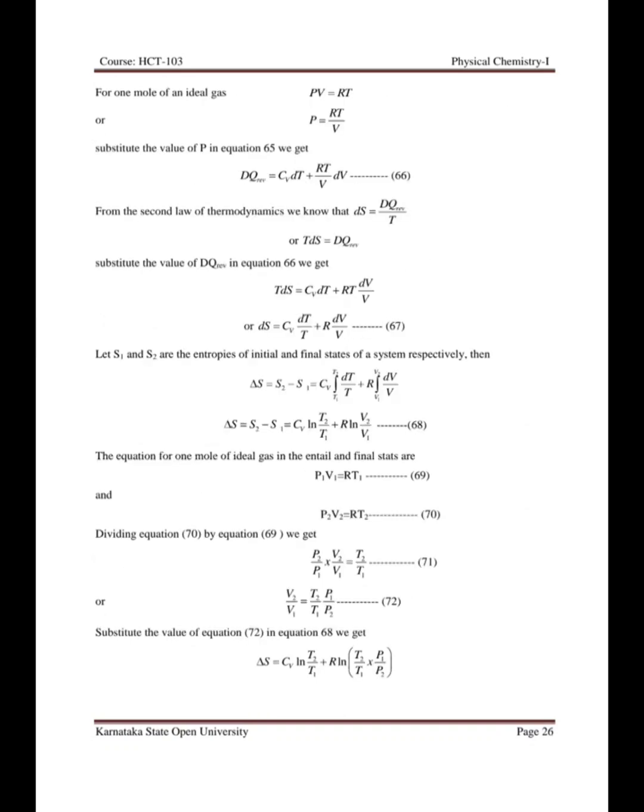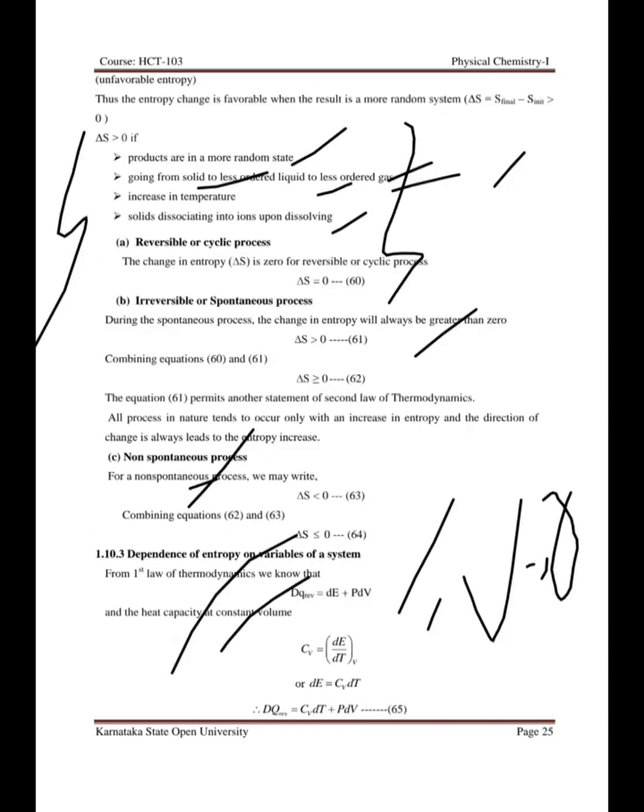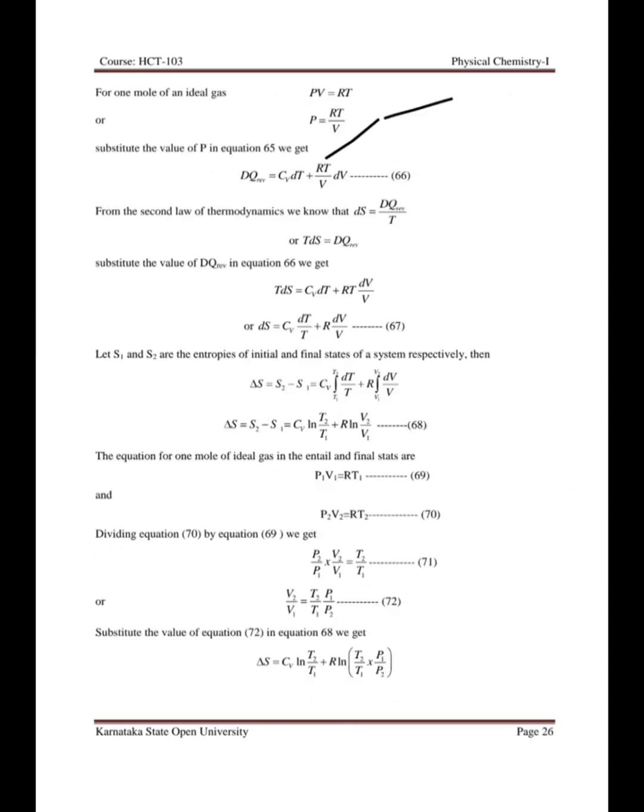And next, for 1 mole of ideal gas, the equation is PV equal to RT, where P is equal to RT by V. So this is the equation for an ideal gas. We are going to substitute it in place of P in equation 65, where P can be denoted as RT by V into dV.